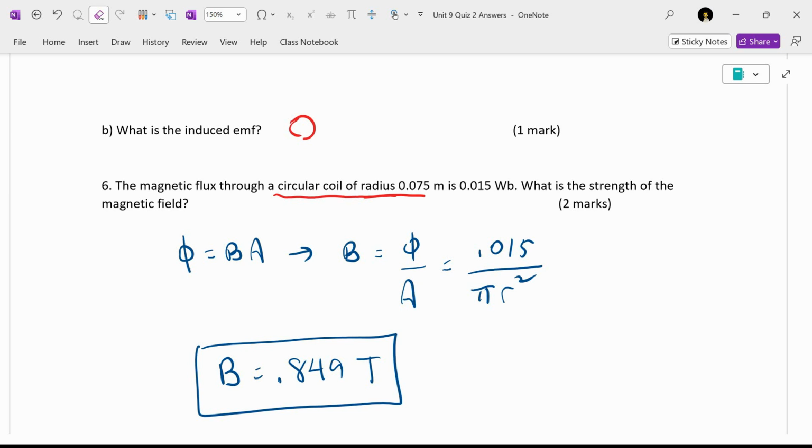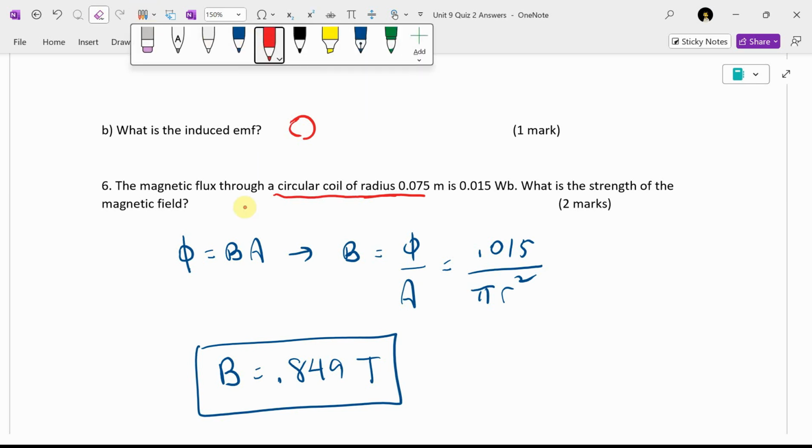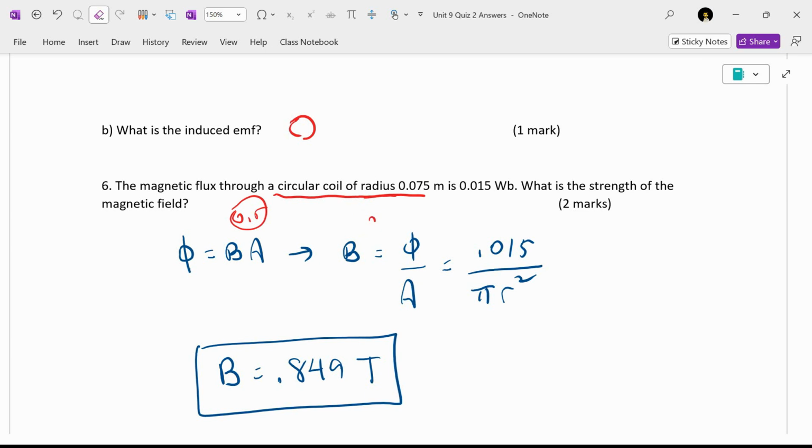Yes? People nodding? Okay. 2 marks for that. Half mark for the equation, half mark for rewriting it, half mark for the numbers, half mark for the answer, but if you got it right, 2 out of 2.